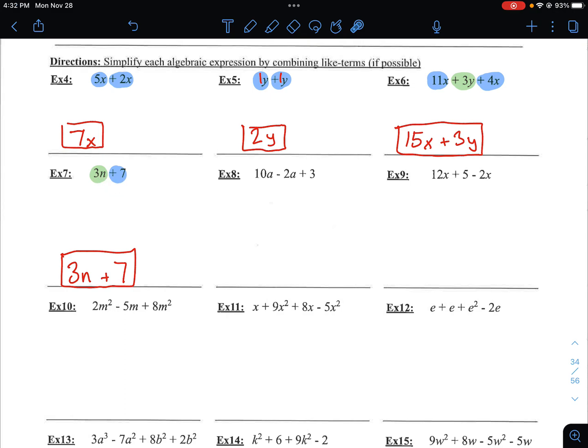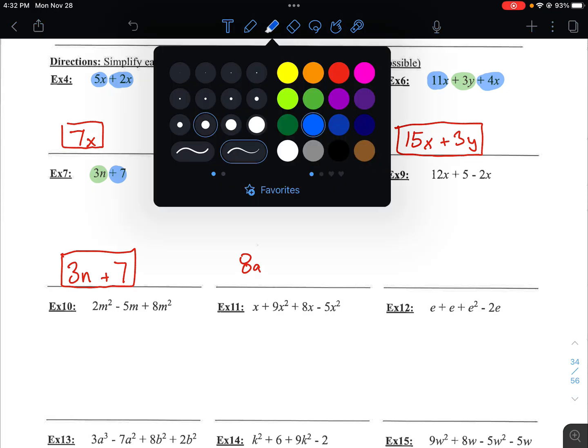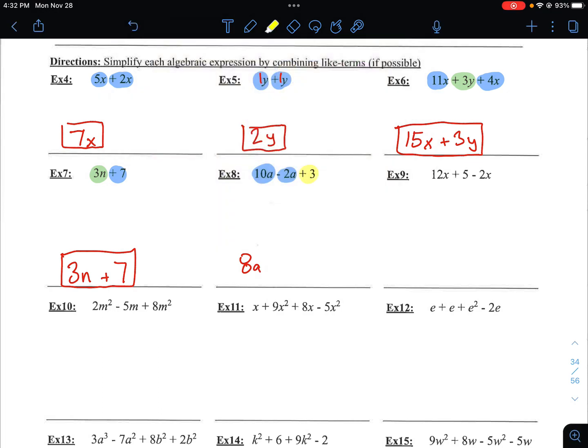All right, number 8. Let's take a look. We have 10a. Pretend that's 10 apples. And any other a terms? Yeah, we have 2a, and there's a minus in front of it, so it's 10a minus 2a. Any other a's? Nope, that's it. So 10a minus 2a is 8a. That's like 8 apples. And then grab my other highlighter color, and then we have a plus 3. Oh, and it's by itself, so it's just 8a plus 3.